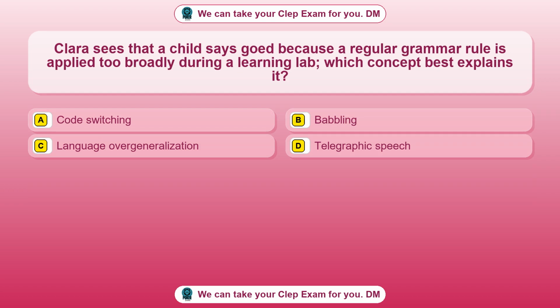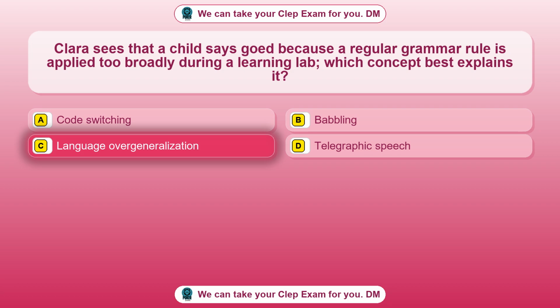Question 86. Clara sees that a child says "good" because a regular grammar rule is applied too broadly during a learning lab. Which concept best explains it? Option A, code switching. Option B, babbling. Option C, language overgeneralization. Option D, telegraphic speech. The correct answer is option C, language overgeneralization.